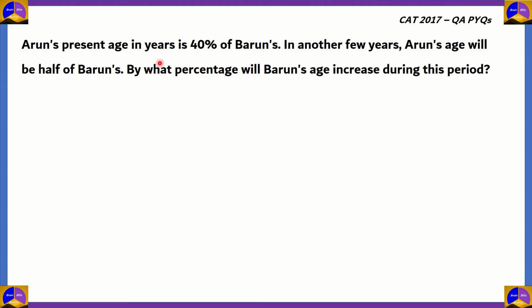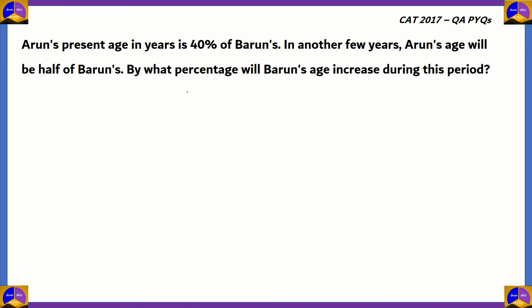Arun's present age in years is 40% of Barun's. In another few years, Arun's age will be half of Barun's. By what percentage will Barun's age increase during this period? Now again, QA questions don't usually have options, so you'll have to solve it from the beginning.